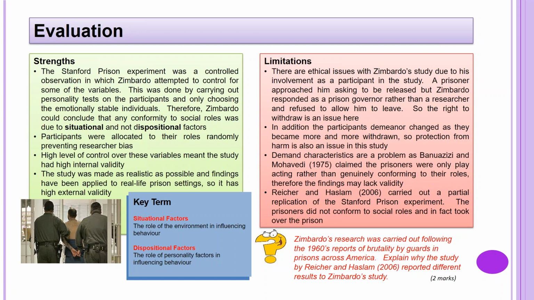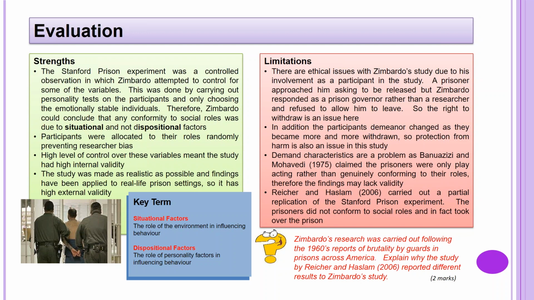This is worth 2 marks, and 2 marks of AO3. You may want to pause the video at this point in order to answer the question. Okay, welcome back. This is 2 marks of AO3, and the mark scheme states, for a 2-mark question, 2 marks for a clear explanation of why the study by Reicher and Haslam, 2006, reported different results to Zimbardo's research.